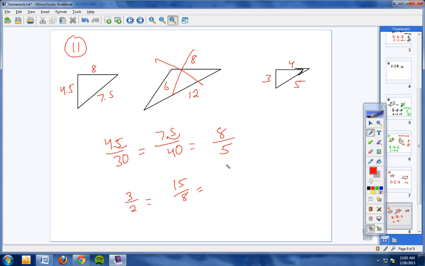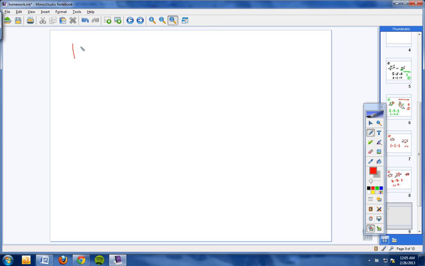Make sure I copied this correctly. Okay, and moving on, sorry about the delay there. So these two are not equal, so this triangle here is also not similar to this triangle over here. Okay, let's move on and try number 12. Number 12. All right, here we go.